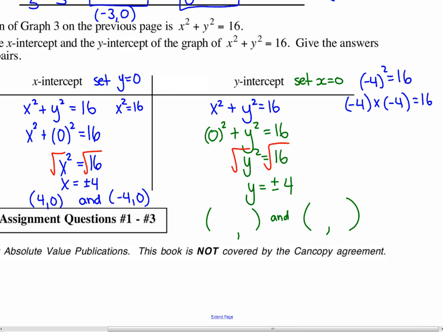So who's 0 in a y-intercept? X. The x is 0. And then one's a positive 4 and one's a negative 4. Those would be your intercepts.